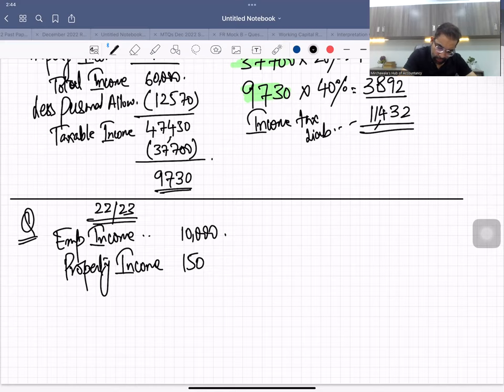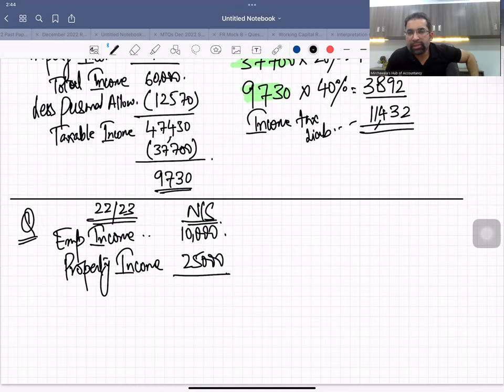So we have total income, and both are non-saving income. Use your brain. Employment and property, both are non-saving income. Right now I am only teaching you non-saving income. This is our beginning, right? So your total income is 35,000. Now use your brain. This is your total income.